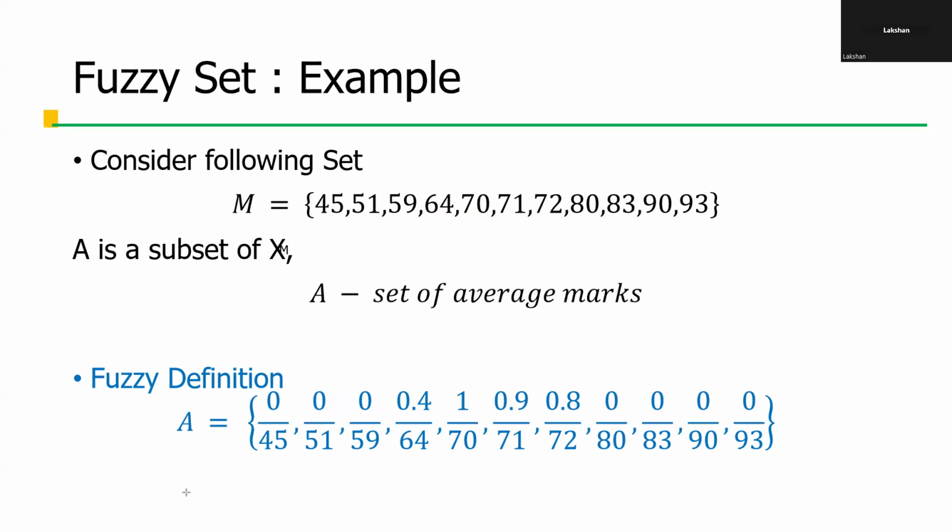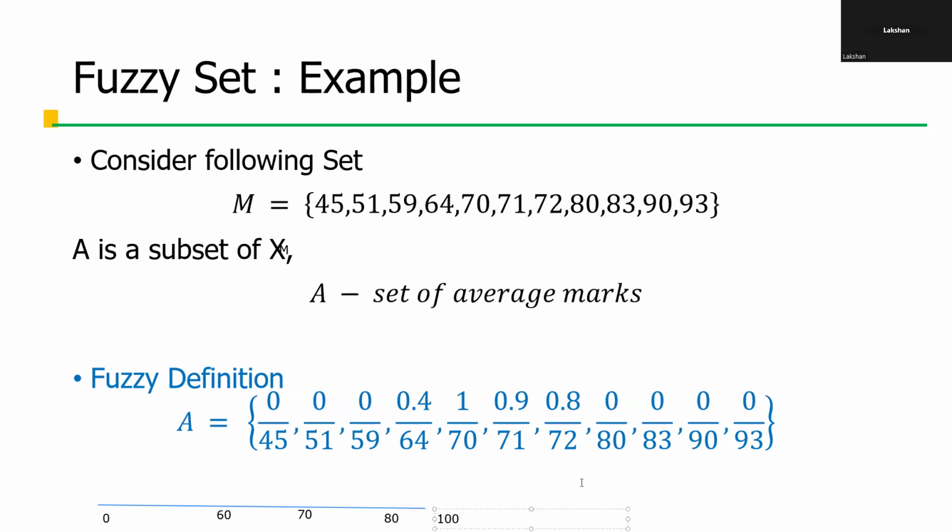Let's see. Let's think like this. We have 0 here. We have 60 here. We have 70 here. We have 80 here. And we have 100.